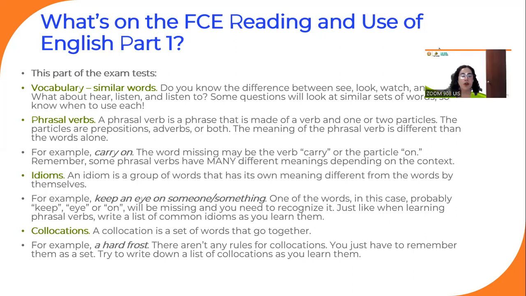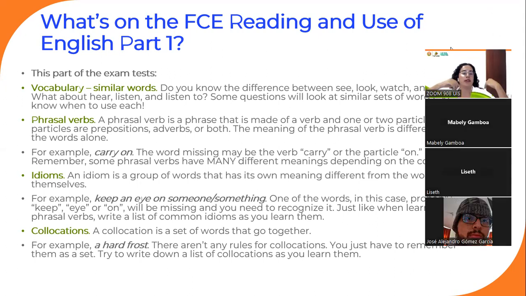We can find a vocabulary of similar words, okay? For example, we're going to find in the options the words see, look, watch, and stare, okay? Or also hear, listen, or listen to, okay? So some words will have sets of similar words. We need to practice and identify in which cases we use certain verbs and not others, even if they have a similar meaning, okay? So that's the first type of words that we're going to find: similar words.